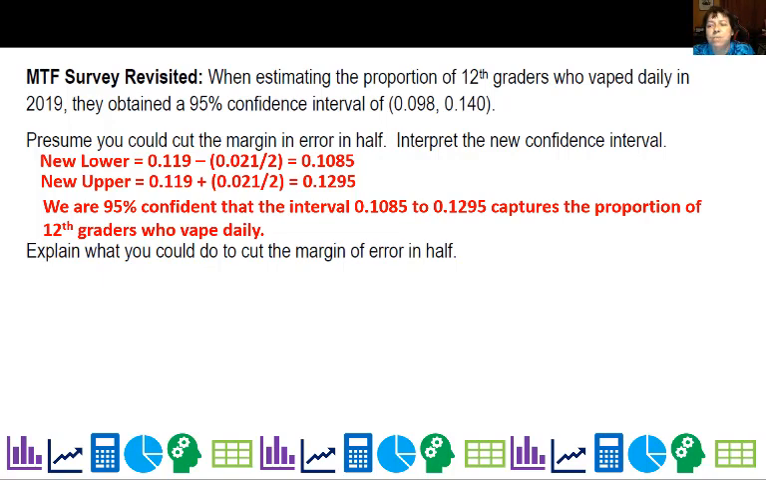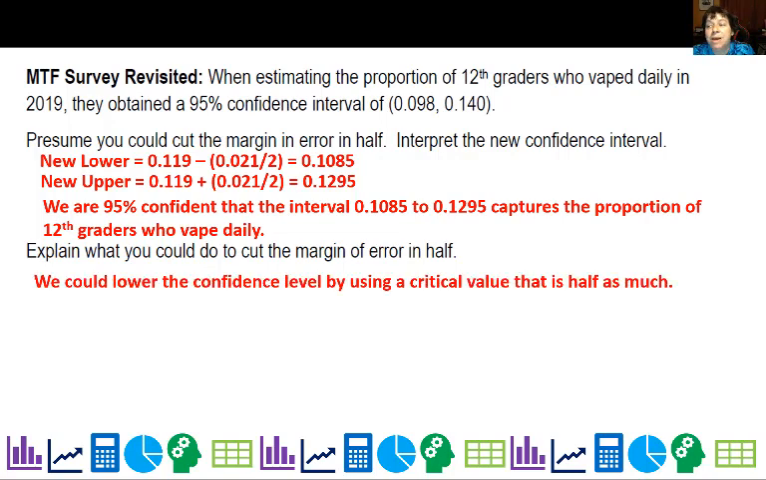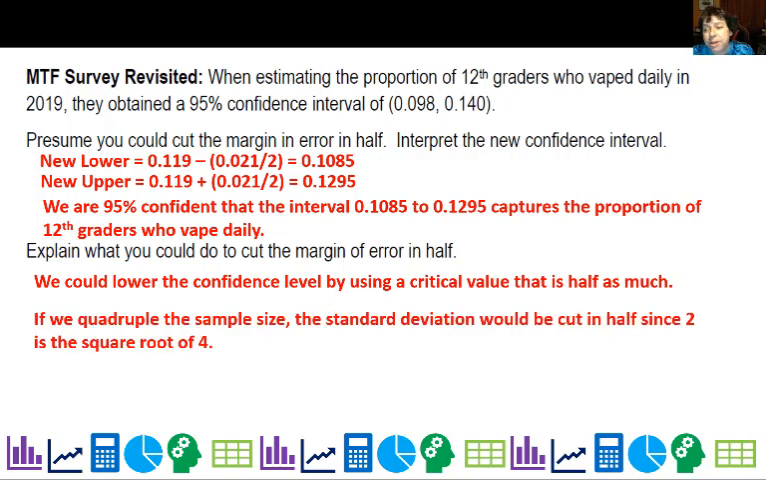So how could we cut the margin of error? We could be less confident, all right? And I haven't taught you how, but you probably could figure out how to calculate what the new z value will be. We can do that more in the future. We could increase our sample size. If we quadruple it, then the standard error would be cut in half, because 1 over the square root of 4 is 1/2. It's cut in 2 because 2 is the square root of 4.